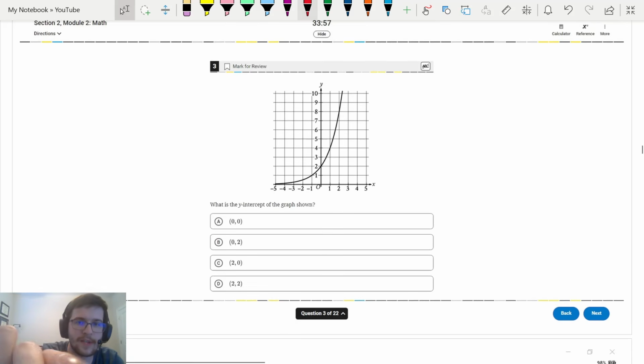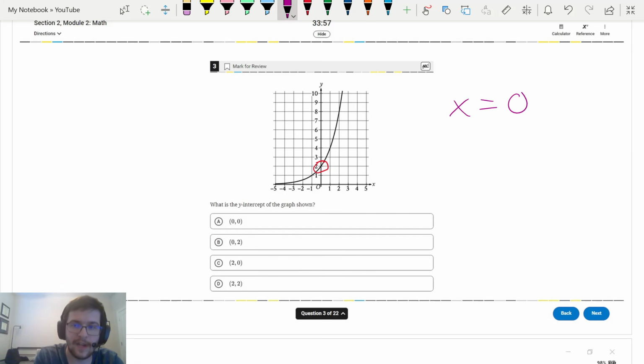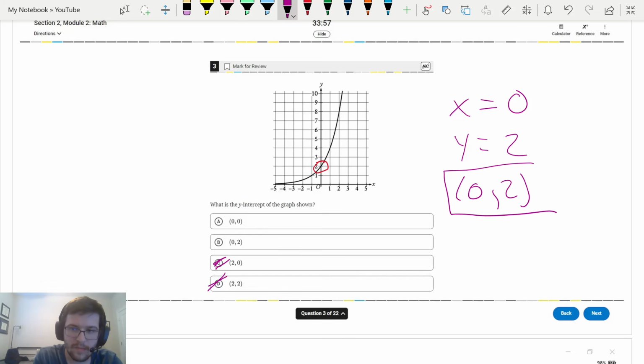What is the y-intercept? Okay, so the y-intercept is the point where it crosses the y-axis. So that's right here. So x is always 0 for a y-intercept. So without doing anything, you know that C and D are wrong because they are not y-intercepts. They have to have x equals 0. And you see from the graph, at that point, y is equal to 2. So that would give us B, (0, 2).